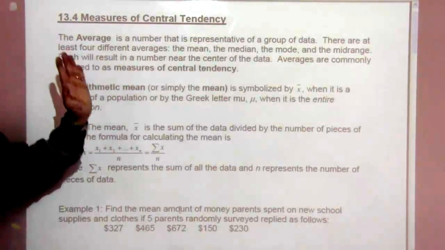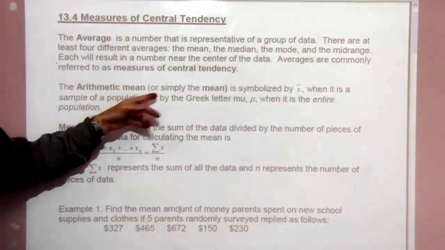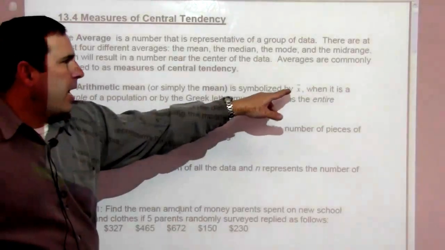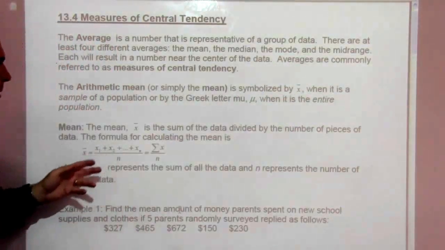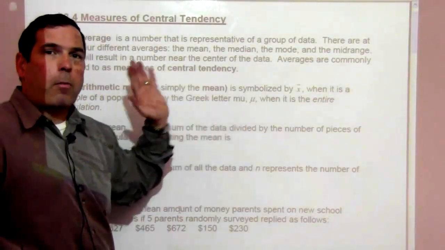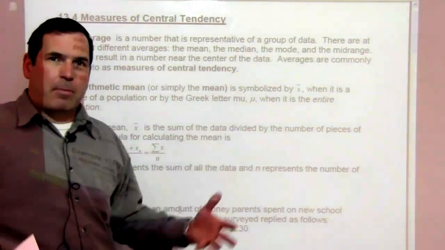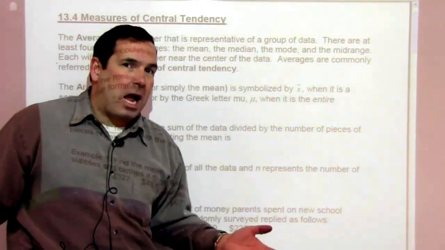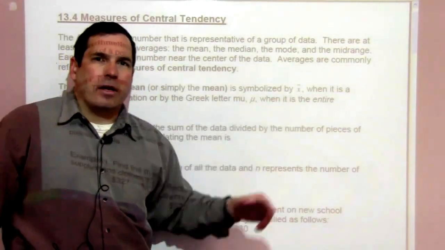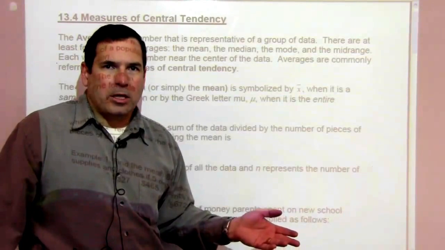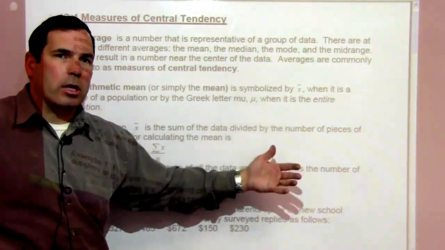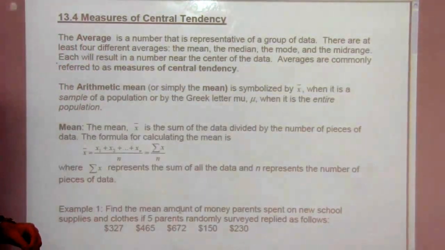So the first one, what we always call average, is the arithmetic mean, or just simply the mean. This is the one most commonly called average, symbolized by X with a bar on top when it's a sample, or the Greek letter mu. Mu means average for the whole population. So if I take a sampling of people from class and ask what the mean GPA is, that would be X bar. If I took all the class, the entire population, that would be mu. So if I took 5 people, that would be a sample. Took the whole class, that would be mu.